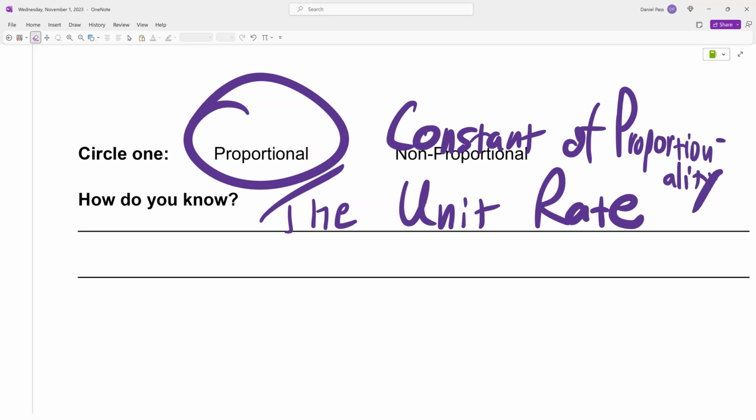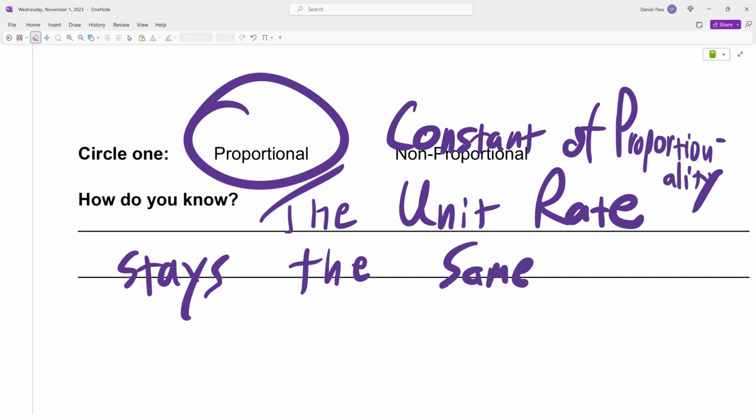So either the constant of proportionality or the unit rate stays the same. Yeah, it is the same. Stays the same. Always the same. Either way. And in Spanish it's mismo. The same.